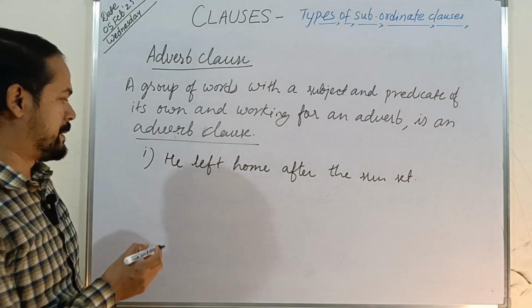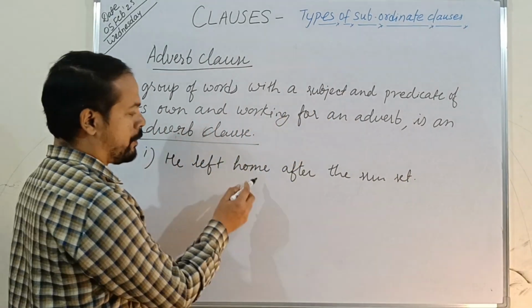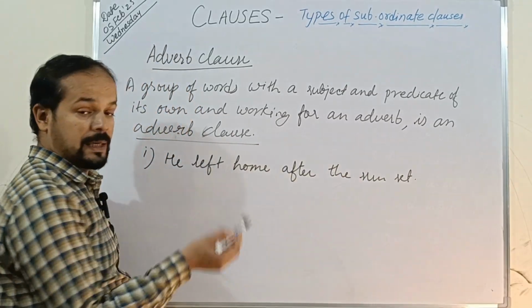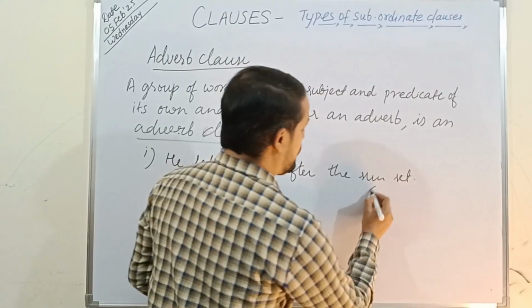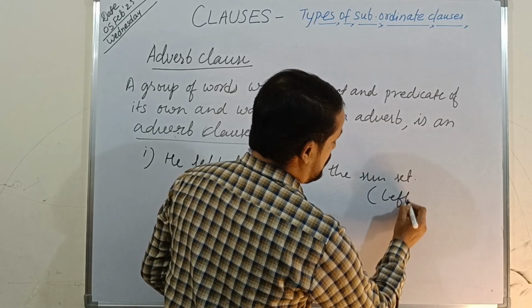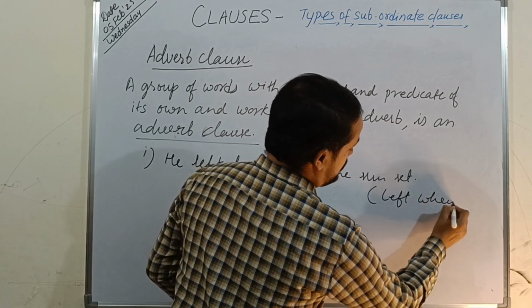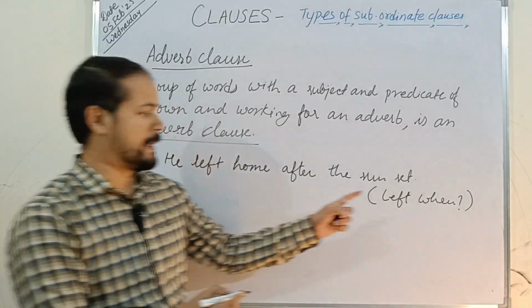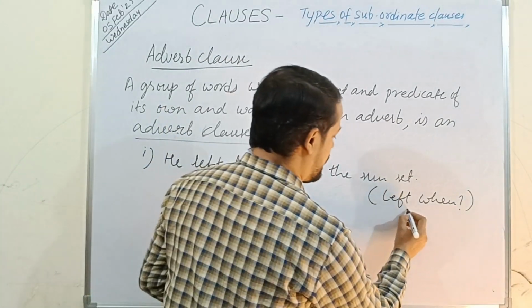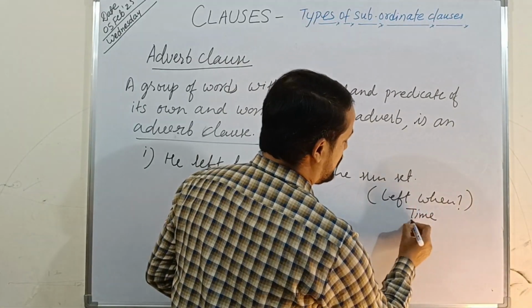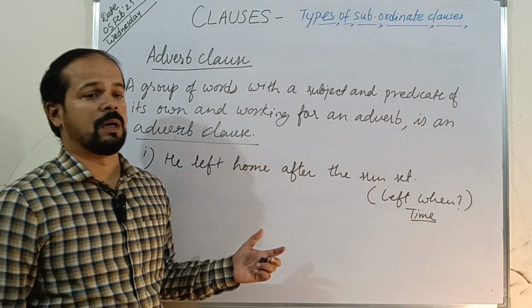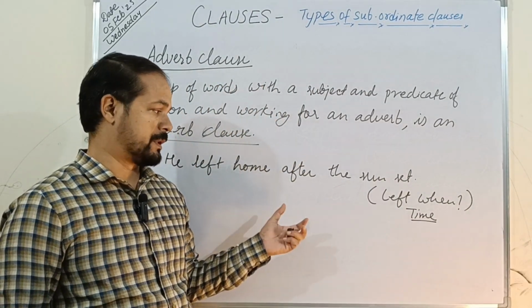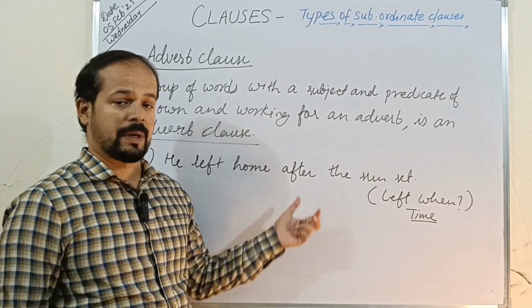Now look at this sentence here. I have written, he left home after the sun set. So here we can ask ourselves the question, left when? In short I am writing, left when. So it is indicating time. Whenever it is a single word and it is talking about time, of course, it's an adverb.